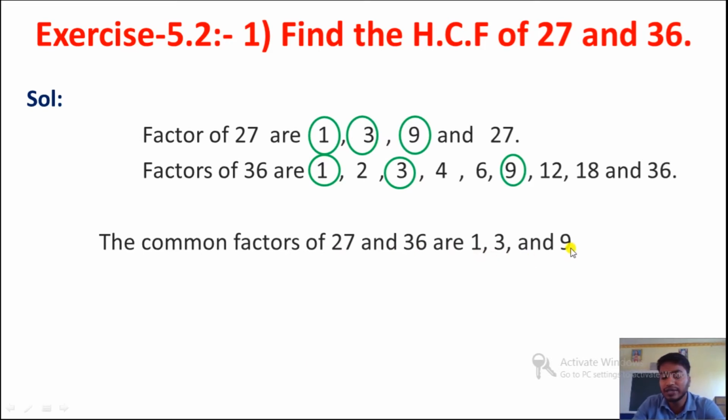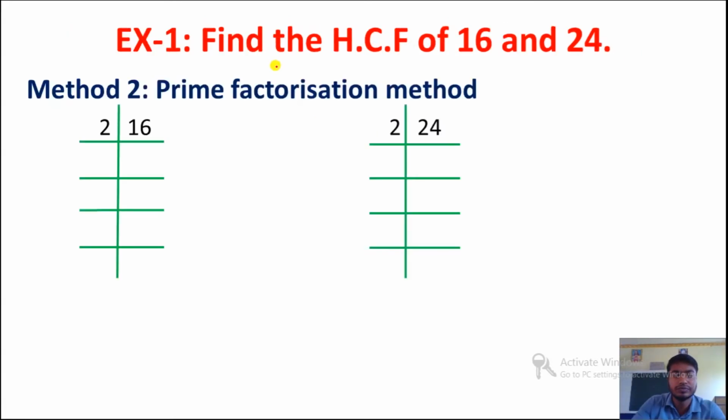And clearly you can see 9 is the greatest factor out of these factors. That's why 9 will be the HCF. Therefore 9 is the HCF here. Clear? So HCF of 27 and 36 is 9. Understood?